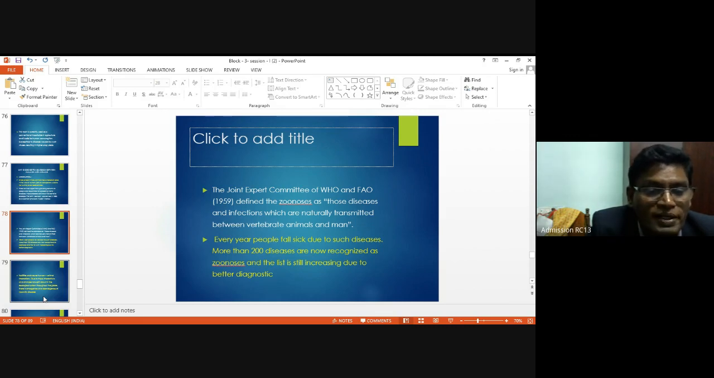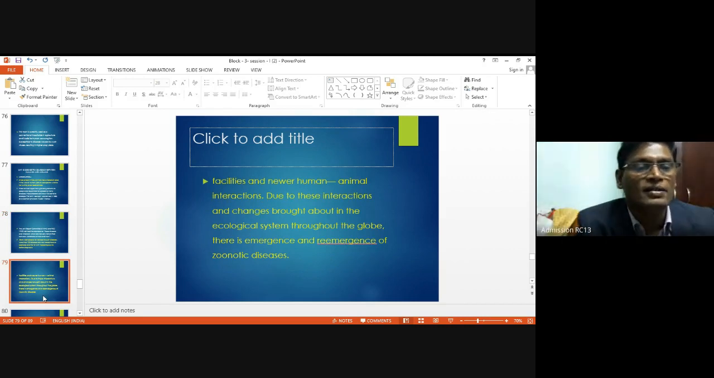More than 200 diseases are now recognized as zoonoses, and the list is still increasing due to better diagnostics. So we come to know that there are approximately 200 diseases which are of animal origin, and they affect humans through various modes, even through pet animals or human beings who come in contact with these animals.